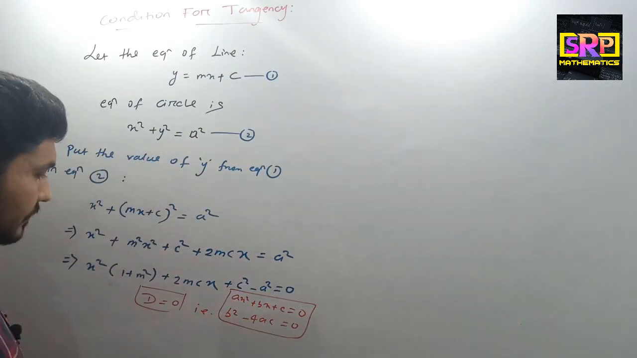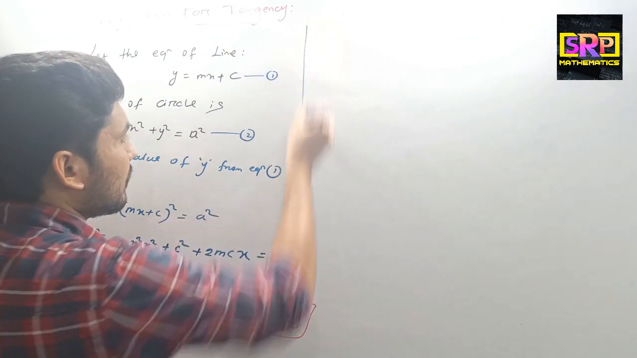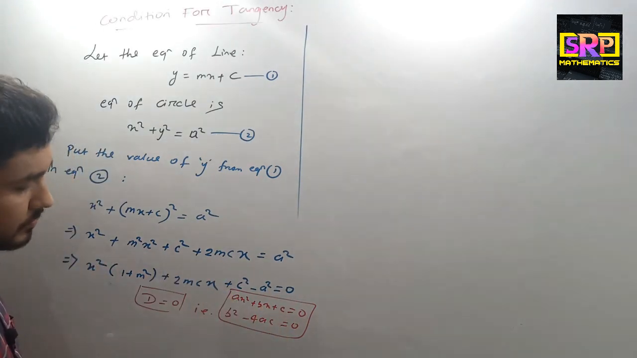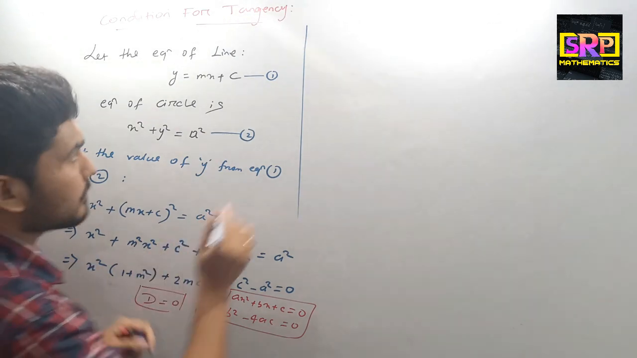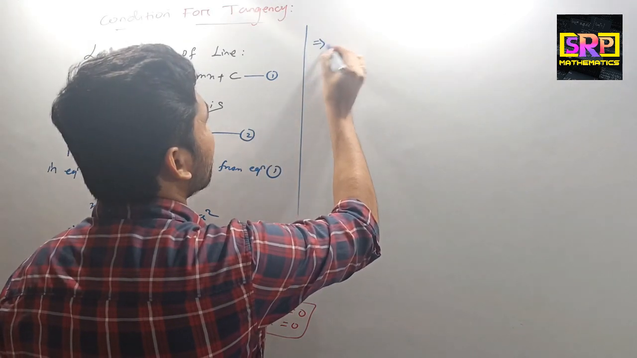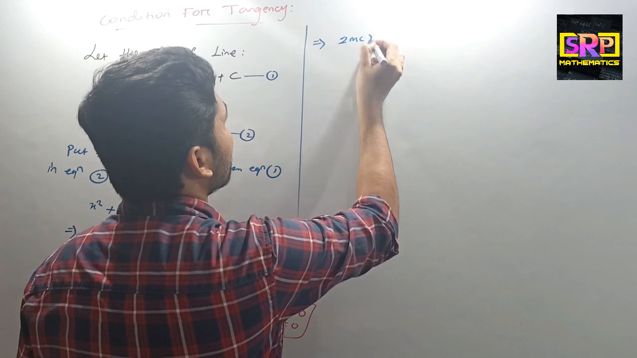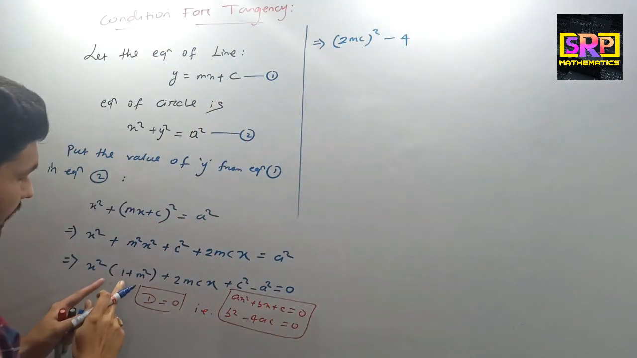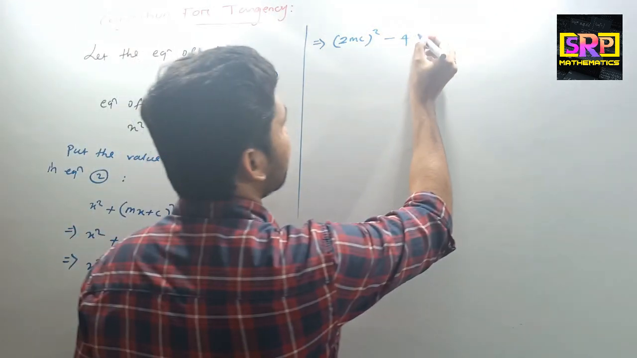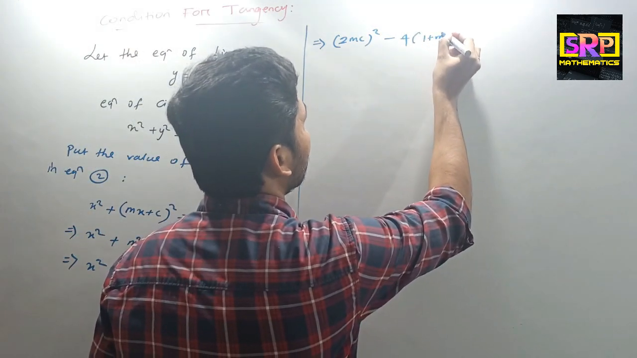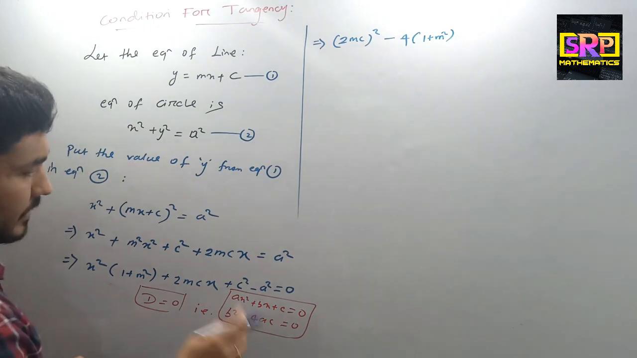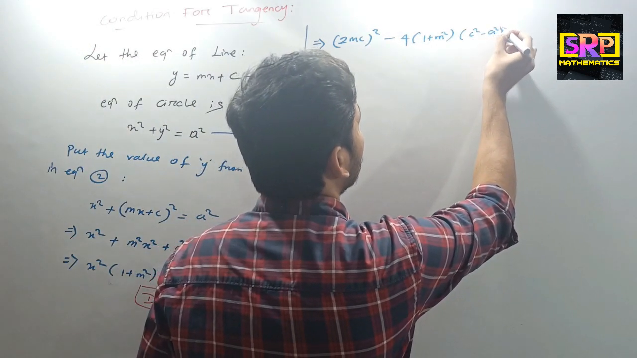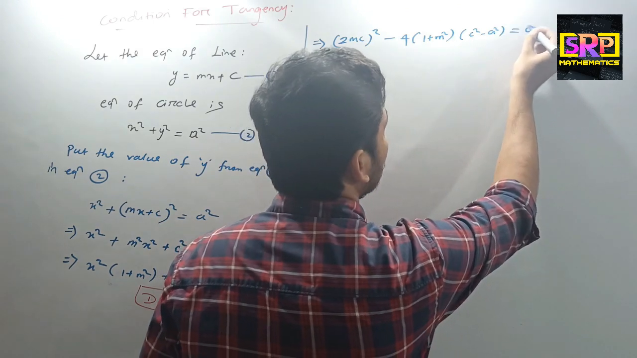Okay, see here. So b square minus 4ac is equal to 0. What is b here? b is our 2mc, which implies (2mc) whole square minus 4. What is a? a is our 1 plus m square. What is c? c is our c square minus a square. That has to be equal to 0.